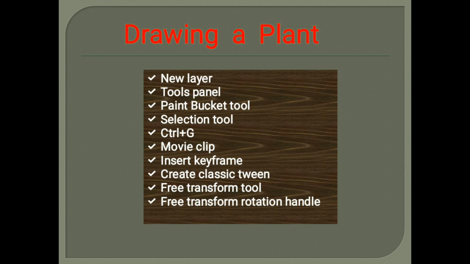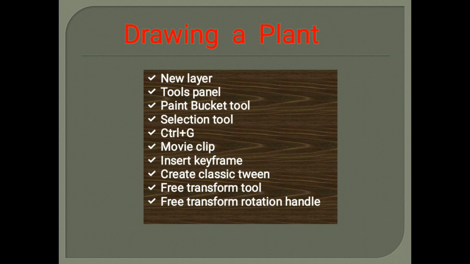Step 7, right click on frame 2 and select the Insert Keyframe option from the context menu. Repeat this step for keyframe 11 and 20. Step 8, drag the playhead to frame 20 and right click to select Create Classic Tween. Step 9, select the flower and then click on frame 2 and select the free transform tool from the tools panel.